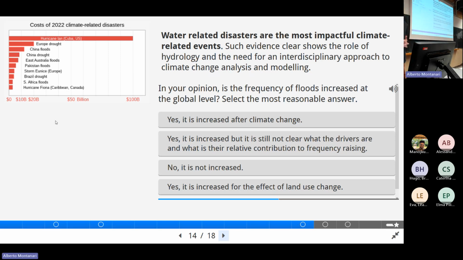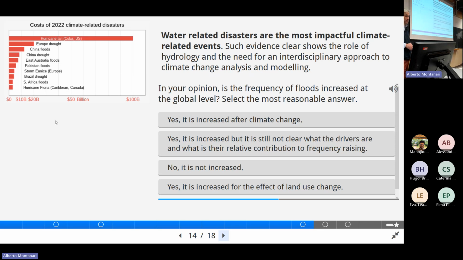And of course, a good question is, if we look at the data, the progress of the data in time, what do we see? And here you see this question: in your opinion, has the frequency of floods increased at the global level? And the answers are: yes, it is increased; yes, it is increased, but it is still not clear; no, it's not increased; yes, it is increased for the effect of land use change. All of these questions are relevant and possible.